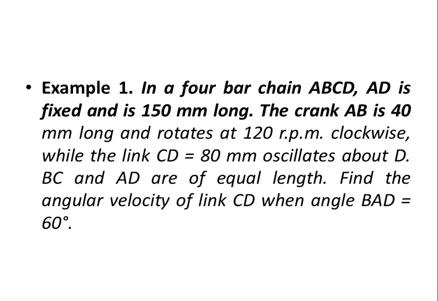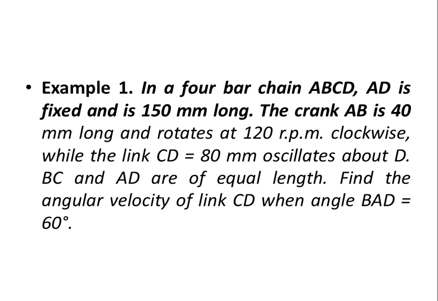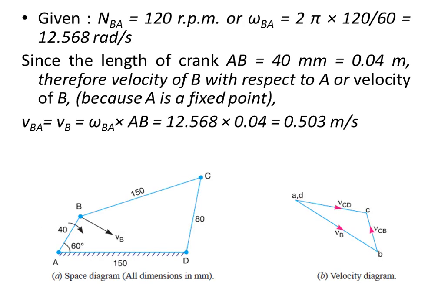The crank AB is 40 mm long and rotates at an angle BAD, which is given here as 60 degrees. So you can take an angle of 60 degrees and take 40 mm length on this. Then the speed is given for that crank, that is speed for AB. It is 120 rpm clockwise.